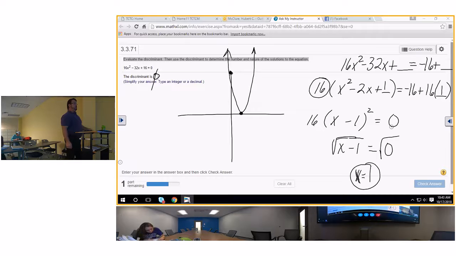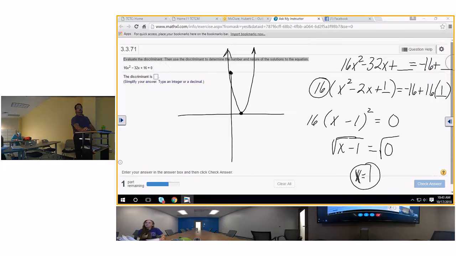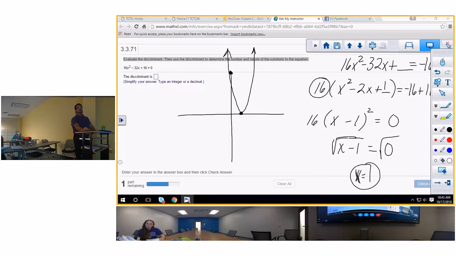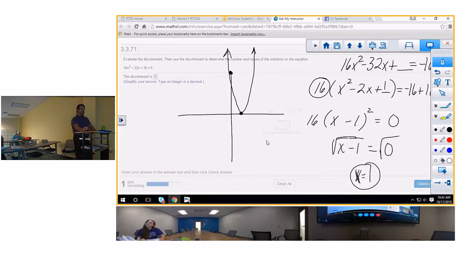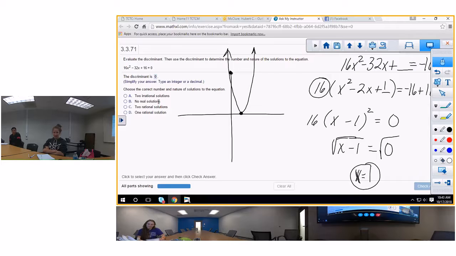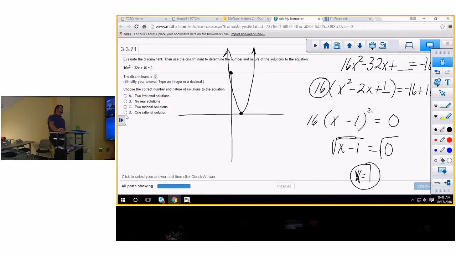So we'll type that in. Let me take my handy-dandy eraser and erase that and put it back on mouse and put it in there and say 0. Look at there, we got it right. Oh, we are so smart. Choose the correct number in nature. One what? One solution, one x-intercept.